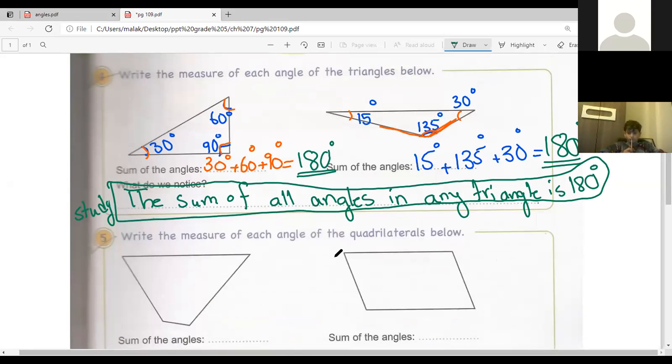We're gonna do 5. In exercise 5 we will notice the sum of all angles in a quadrilateral. In the quadrilateral, what do you notice? How many angles do we have? 4 angles. Bravo.